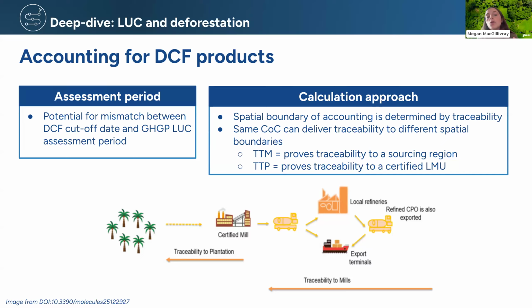Whereas with that same mass balance model, you could actually have traceability to the plantation, so all the way back to the land management unit that supplied your products. And then in that case, you'd be able to calculate direct land use change emissions on those certified productive plantations, making it a lot easier to account for those lower land use change emissions.